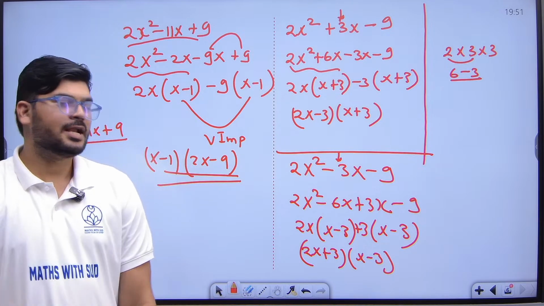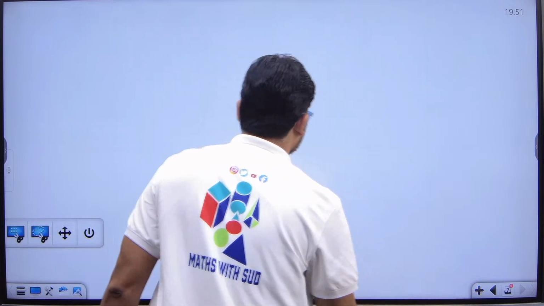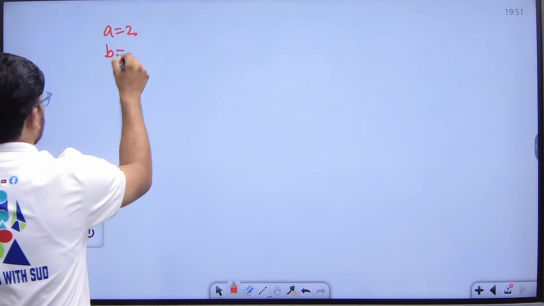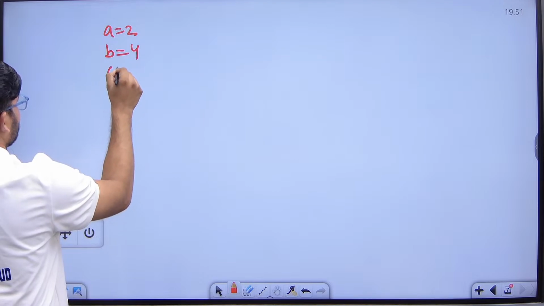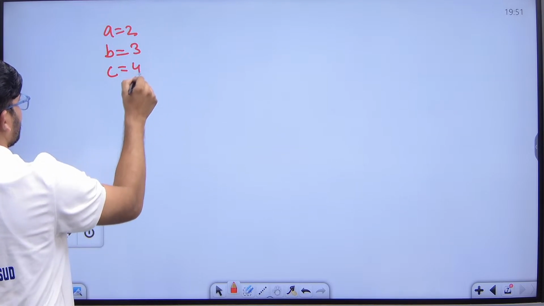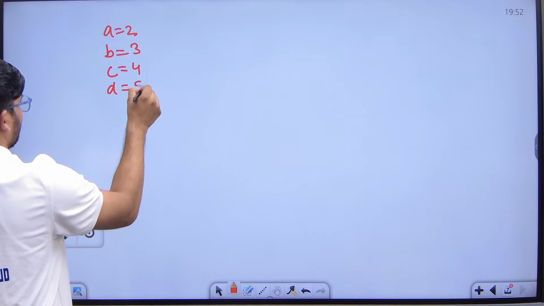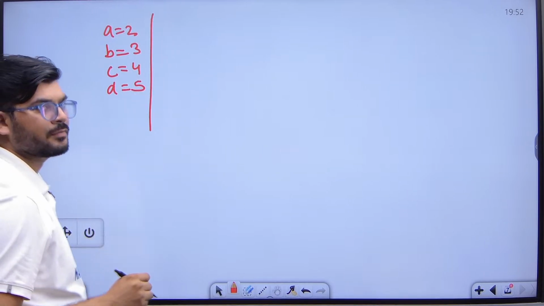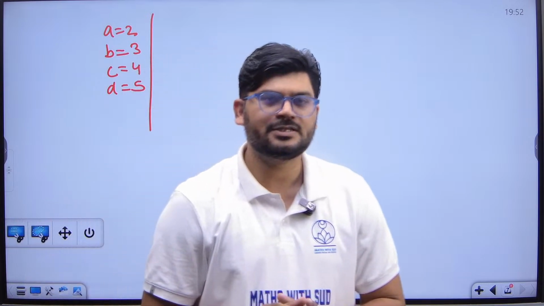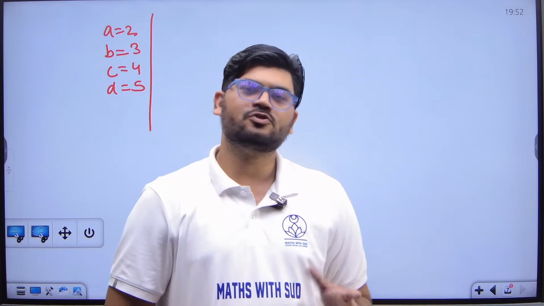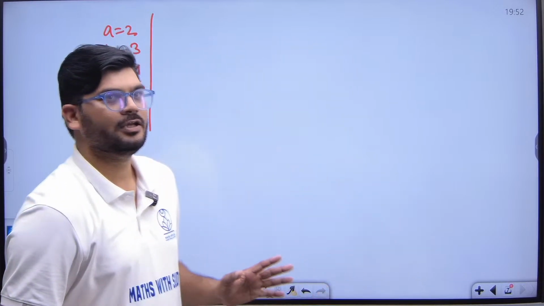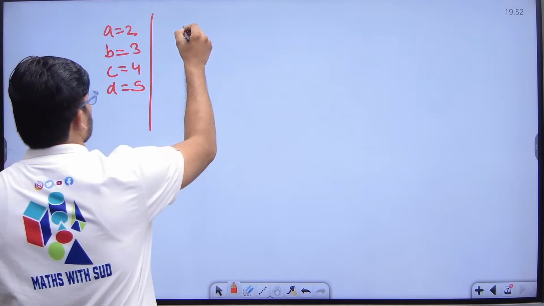Okay, done. Let us write all the 4 cases with an example. So I am taking A as 2, B as 3, C as 4, D as 5. Now the coefficient of x has always to be positive. Please remember this. It can be negative, but right now we will do with positive only. Alright, so what is the first case?